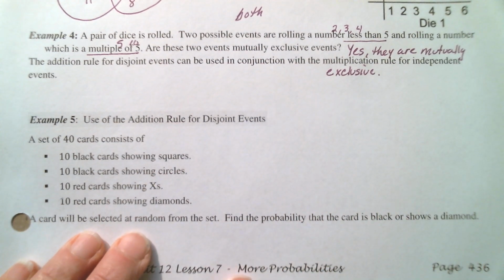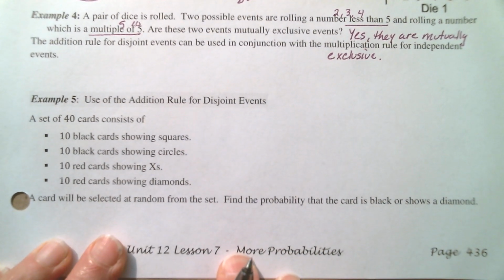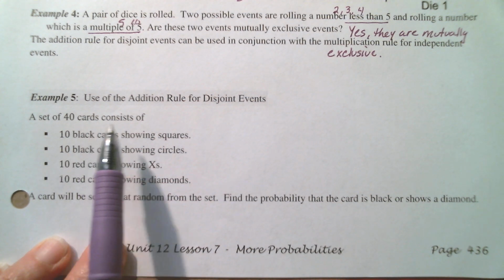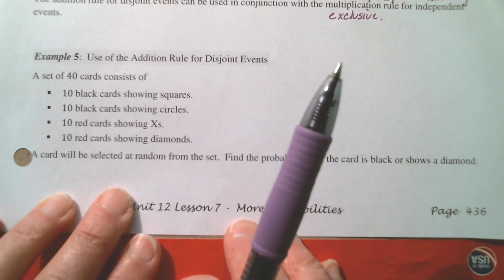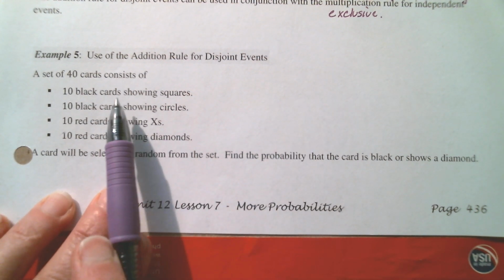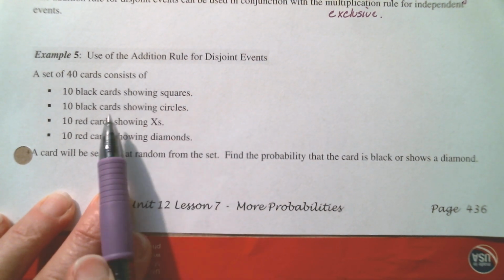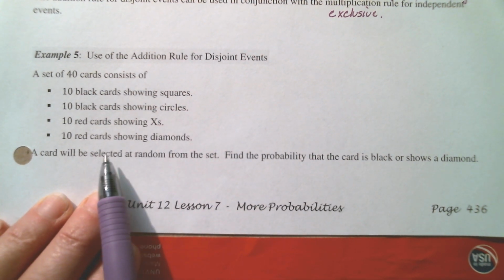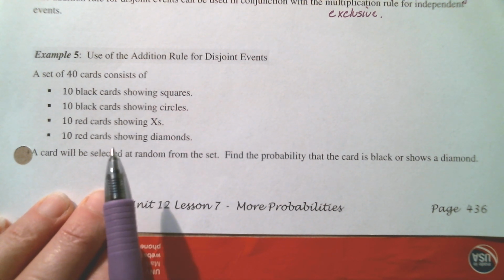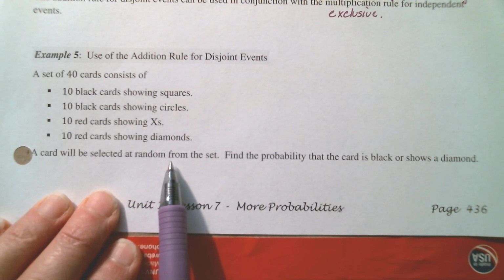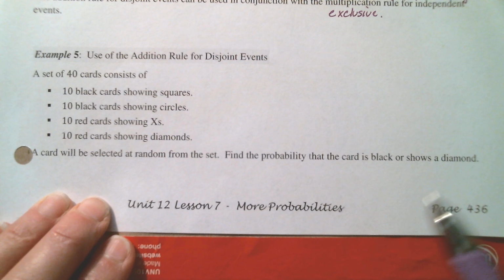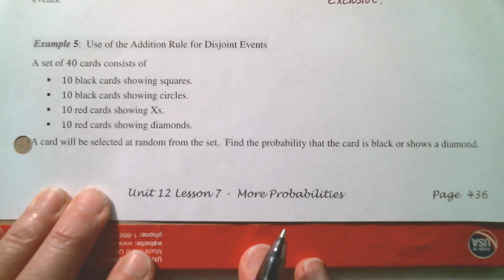Example 5. The addition rule for disjoint events. A set of 40 cards consists of 10 black cards showing squares, 10 black cards showing circles, 10 red cards showing X's, and 10 red cards showing diamonds. A card will be selected at random from the set. Find the probability the card is black or shows diamonds. So use B for black and D for diamonds.